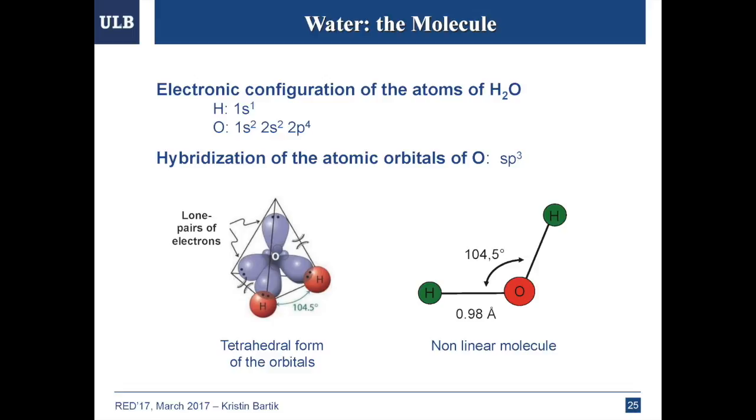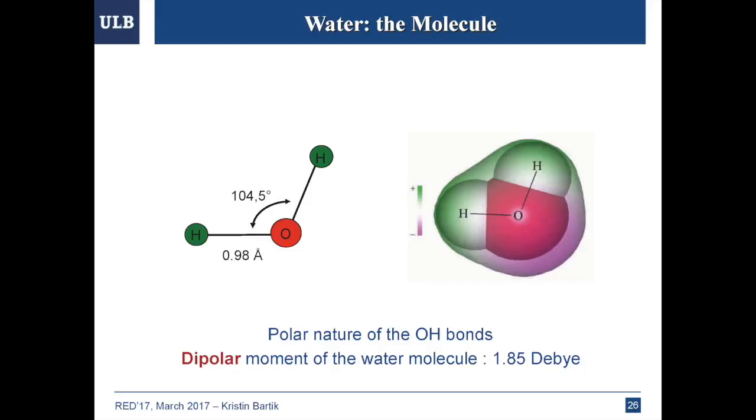Now, why is that important? Because water, in this sense, is going to be, first of all, a polar molecule, because you have the difference in electronegativity between the oxygen and the hydrogen. So you're going to end up with a resulting dipole moment for your water molecule, which is one of its physicochemical characteristics. It has a dipole moment of 1.85 debye.